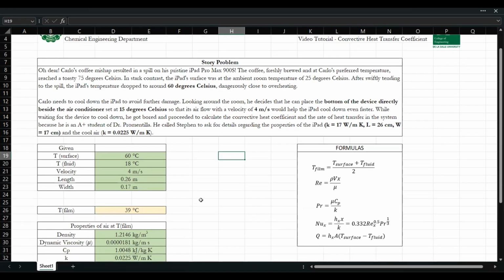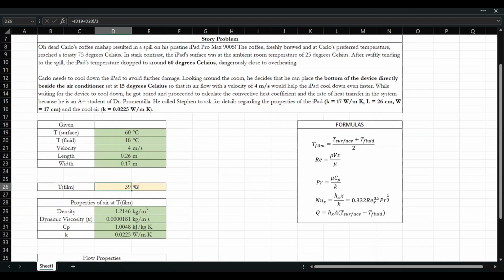Alright, so before you proceed with any more calculations, you must first calculate the film temperature. So why do we calculate this? This is done to account for the variations of the fluid properties with temperature. So we get the film temperature by adding the temperature of the surface and the temperature of the fluid and dividing them both by 2. This results in a film temperature of 39 degrees Celsius.